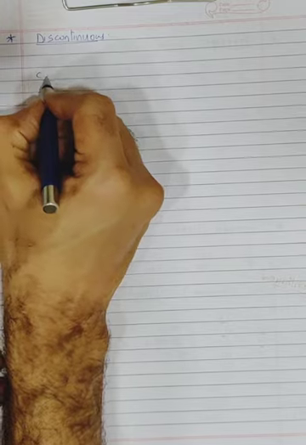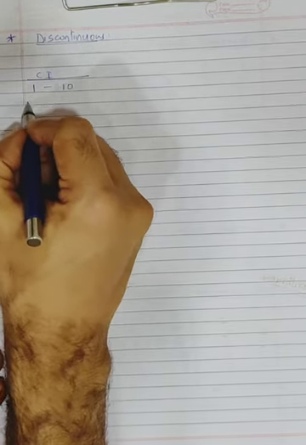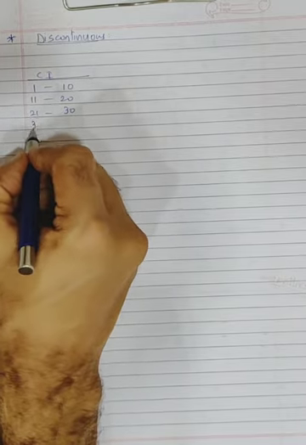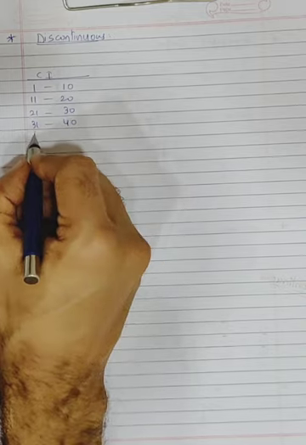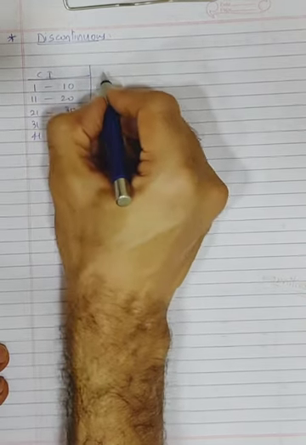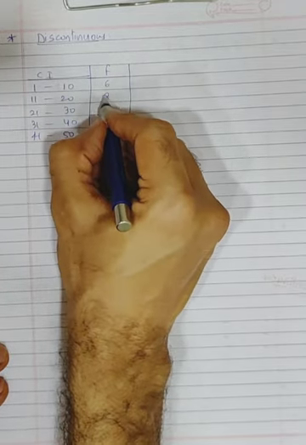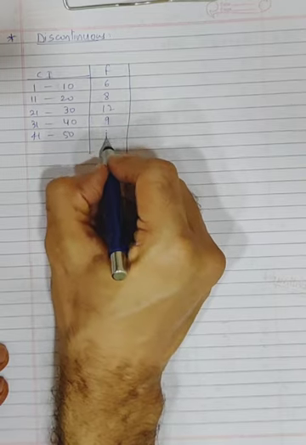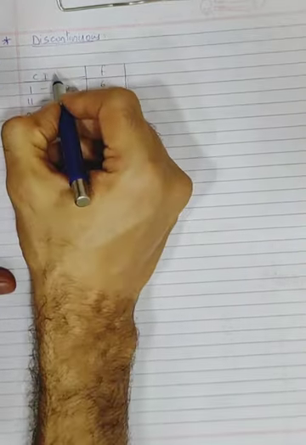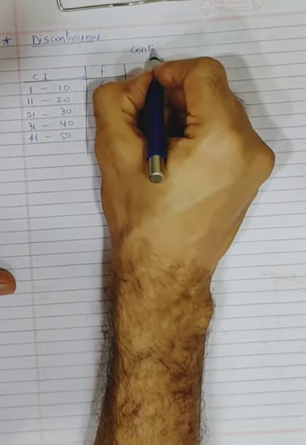So say first is the class interval. We have 1 to 10, 11 to 20, 21 to 30, 31 to 40, and 41 to 50. And you're also given the frequency. So say 6, 8, 12, 9 and 4. That's your frequency. Now these are called which intervals? Discontinuous.